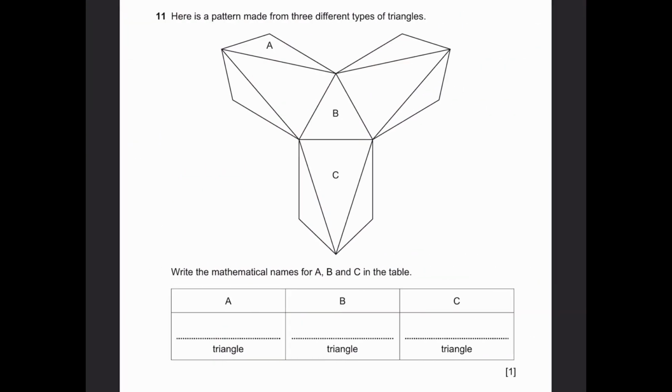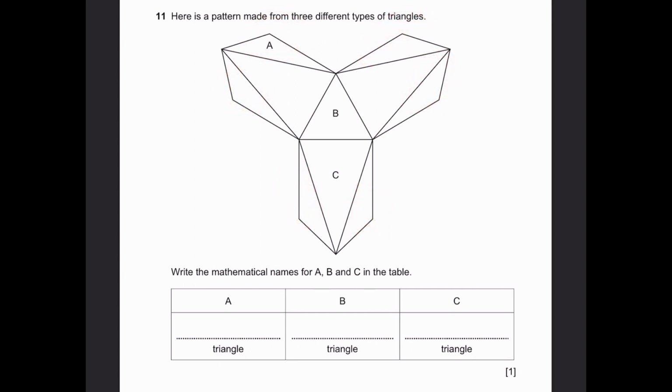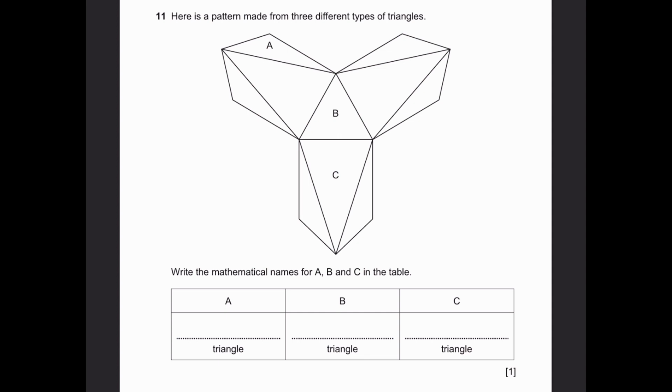Question 11. Here's a pattern made from 3 different types of triangles. Write the mathematical names for triangle A, B, and C in the table. So by just looking at it, we can see that these smaller triangles, 6 of them, are all equal. These 3 slightly larger triangles are congruent, and B is the center triangle. So B clearly looks like it's an equilateral triangle. So you can write that.